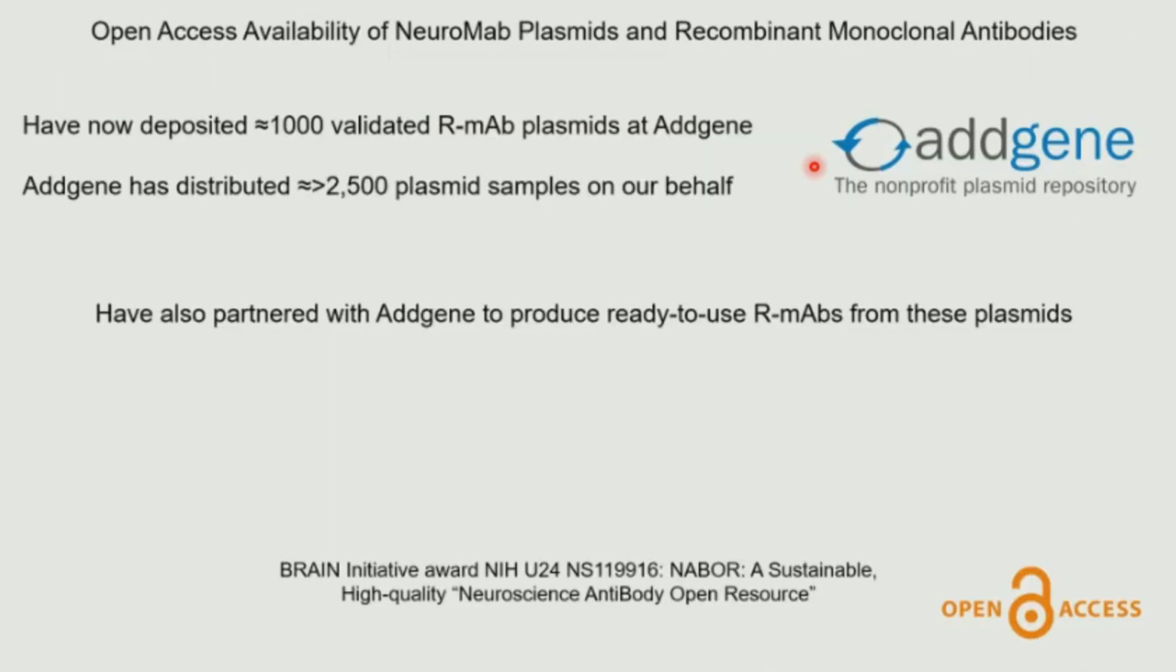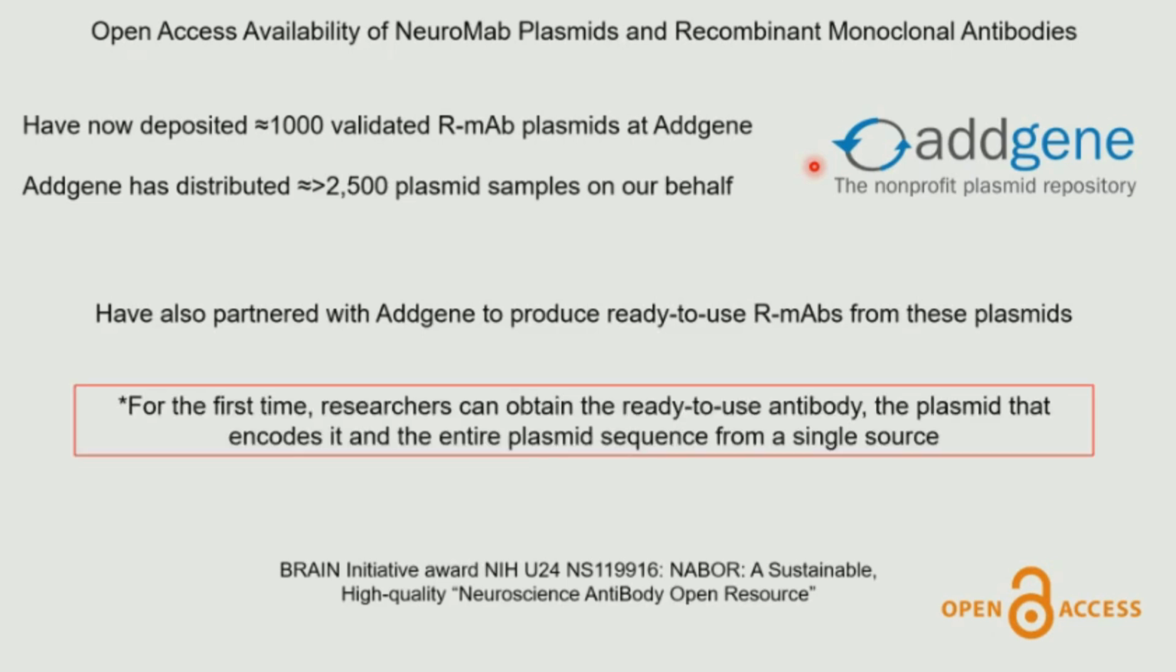So we've now deposited over 1,000 recombinant antibody plasmids at Addgene, and they also provide the sequences of the plasmid. And more recently, they obtained funding from NIH to develop in-house capabilities of producing the antibodies and distributing them. And I think for the very first time, this means that researchers can obtain the ready-to-use antibody, which we've actually QC'd on their behalf as part of this project, each prep that they make, the plasmid that encodes it, and the entire plasmid sequence from a single source.